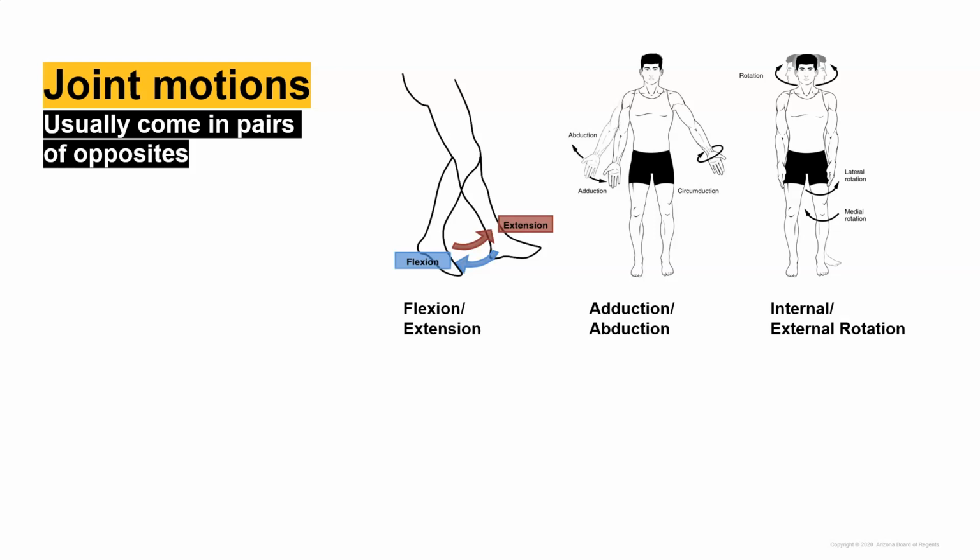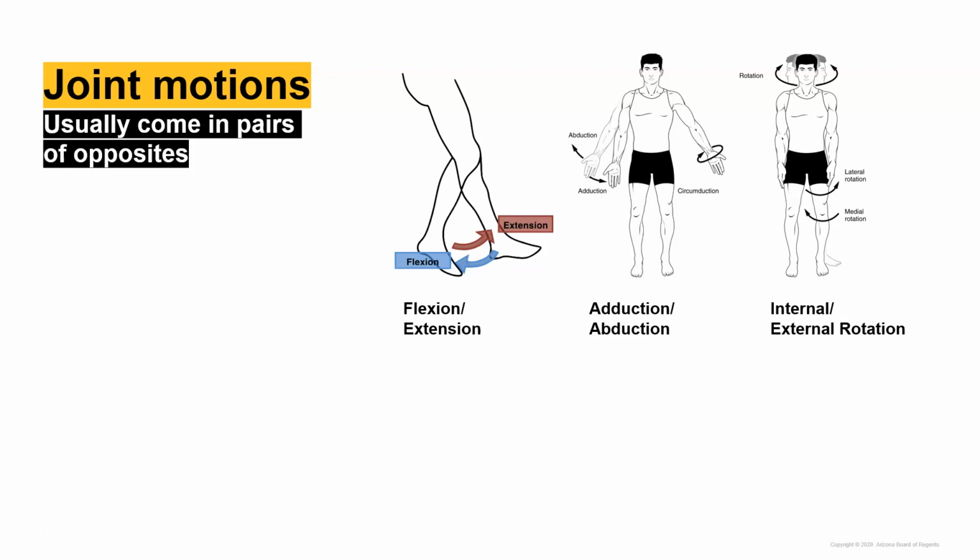Most gross joint motions come in complementary pairs. Here we'll talk about three major pairs. The first pair is flexion and extension. Flexion occurs when the joint angle gets smaller, and extension occurs when the joint angle gets larger. The shoulder, elbow, hip, and knee are all joints that are capable of flexion and extension, among others.